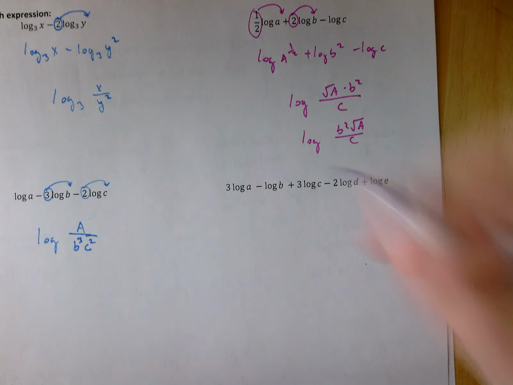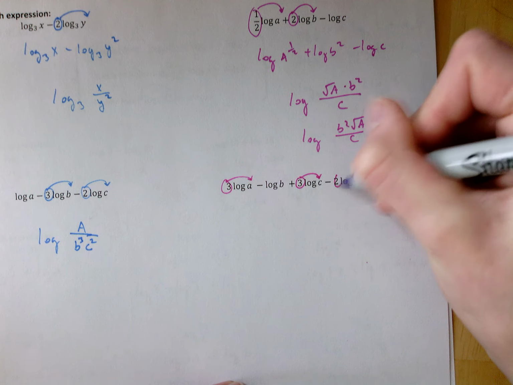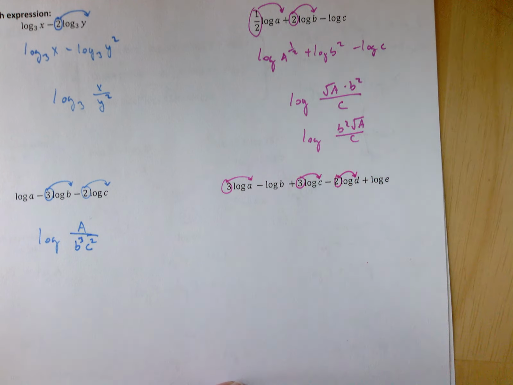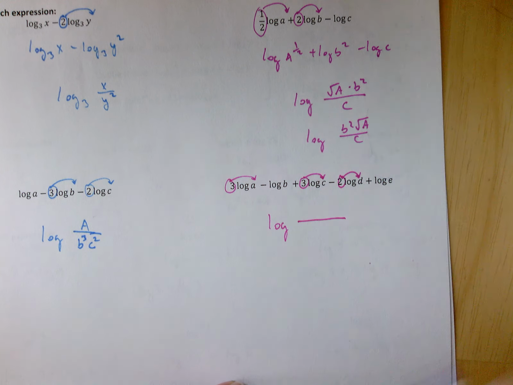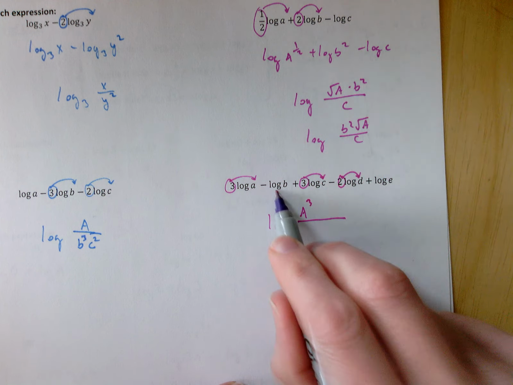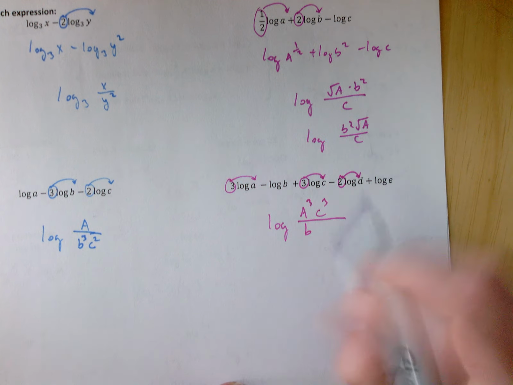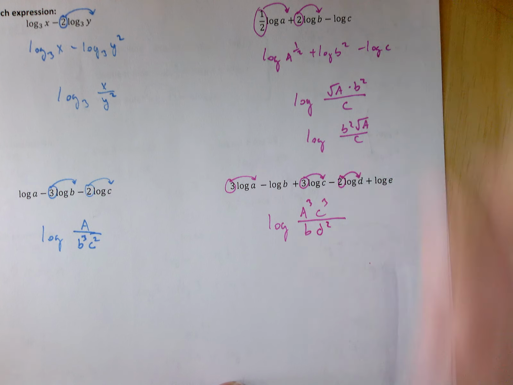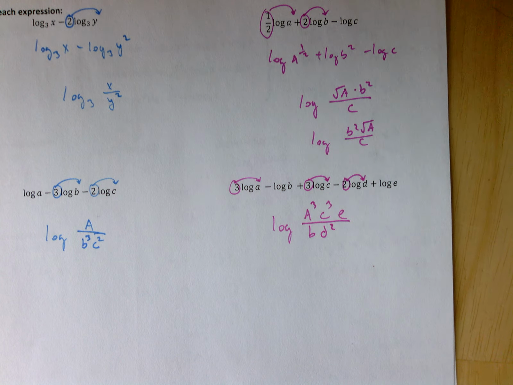Okay, and then last one. So again, I'm going to try to do this all in one step. So this is going to come up, this is going to come up, that's going to come up. So it's going to be log, and since I've got some positive and negatives, I know it's going to be a fraction. This is positive, so that goes in the top. Negative, so it goes in the bottom. Positive, so it goes in the top. Negative, so it goes in the bottom. Positive, so it goes in the top. And there we go. That's our fully condensed expression.